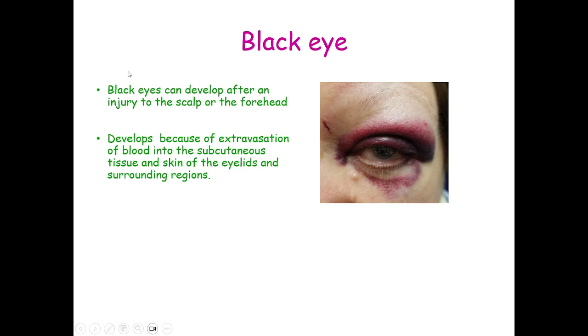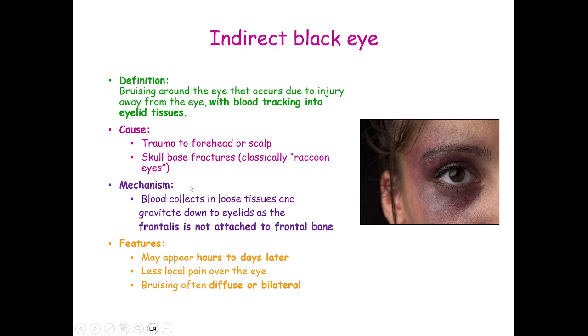Now, the fourth layer also has some other applied aspect, that is black eye. Let us try to understand what is black eye. Black eyes can develop, that means we can see reddish, bluish, greenish or black discoloration of the upper eyelid and lower eyelid after injury to the scalp or the forehead. It develops because of extravasation of blood into the subcutaneous tissue and skin of the eyelids and surrounding area.